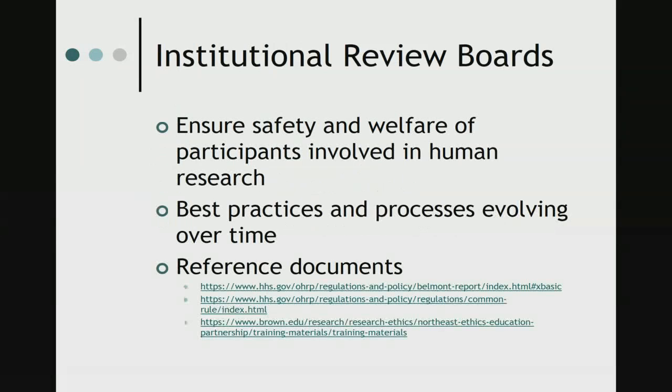Okay, so we all know what institutional review boards are. They're there to ensure that participants' safety and welfare are ensured, and it's definitely been an evolving understanding of what that is. All of you probably saw that when you did any of your CD training. The history of IRBs was explained. And it continues to evolve. There's new things that we're learning and understanding all the time.